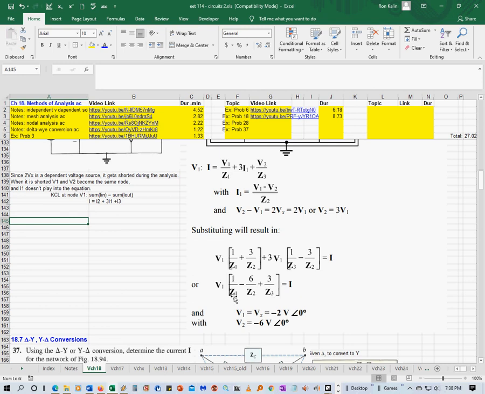Whenever you punch in all your values for Z1, Z2, Z3, you get V1 equals Vx equals negative 2 volts angle of 0. And then you put that V1 back into this equation, V2 equals 3 times V1, so that's equal to negative 6 volts angle of 0.